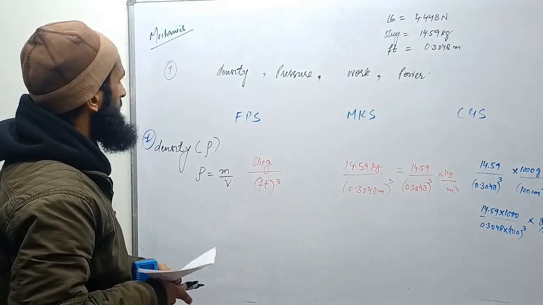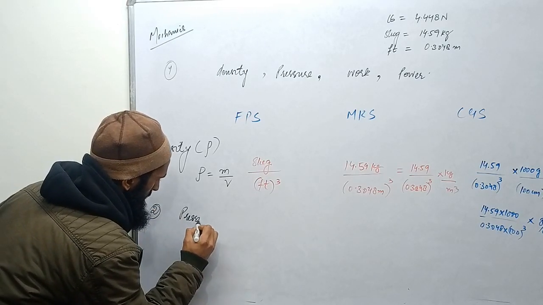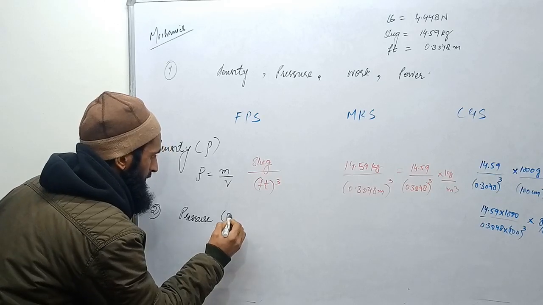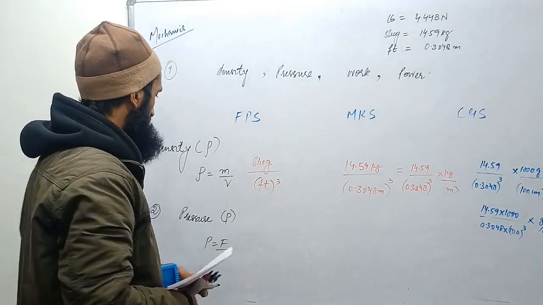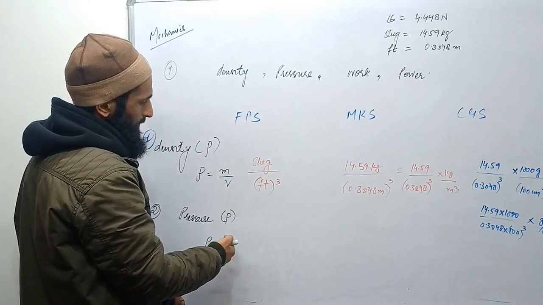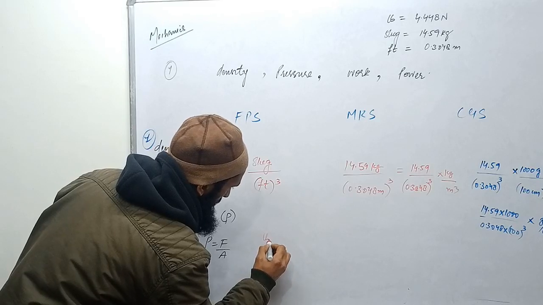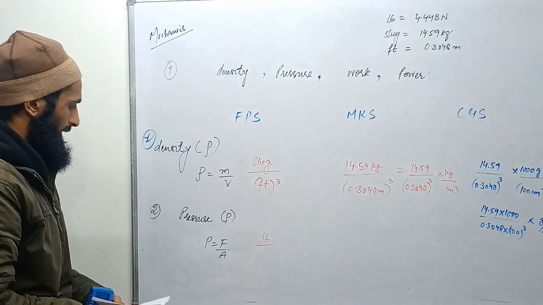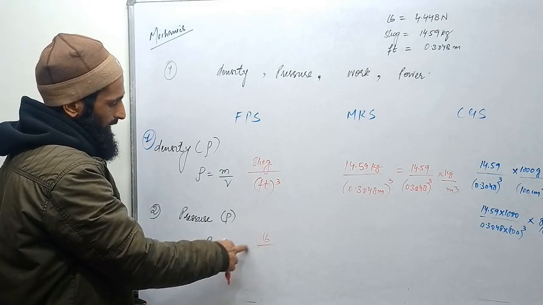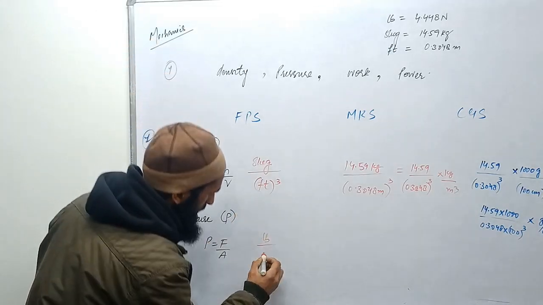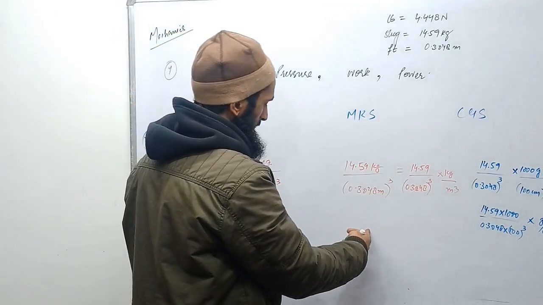Now the next one given is pressure P. Pressure is force per unit area. See here, the unit of force is pound, that is lb. In FPS system, the unit of force is lb, and divided by area means length square, so it will be ft square. Further we will convert it into MKS system.